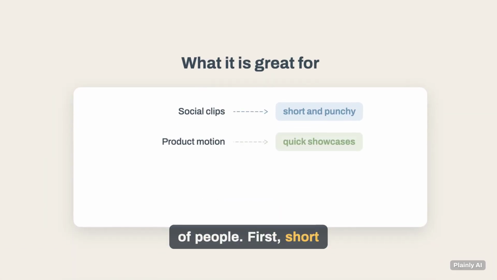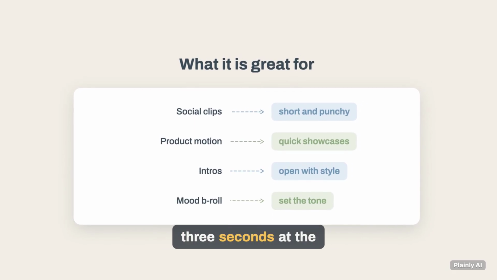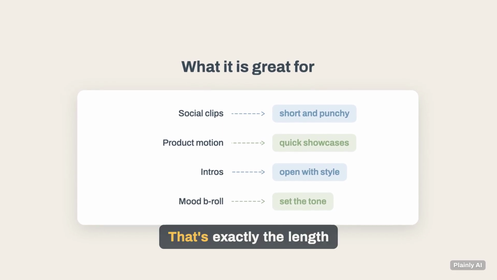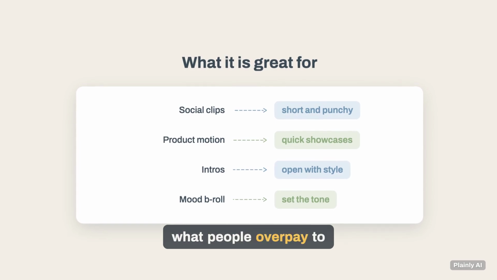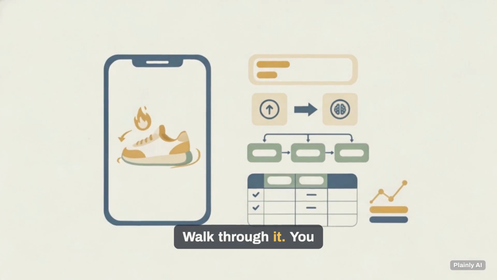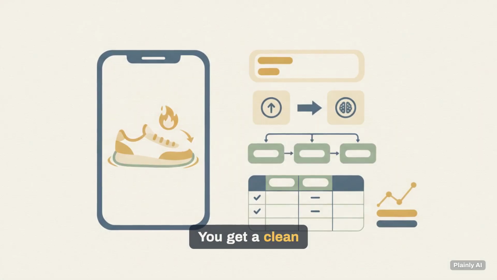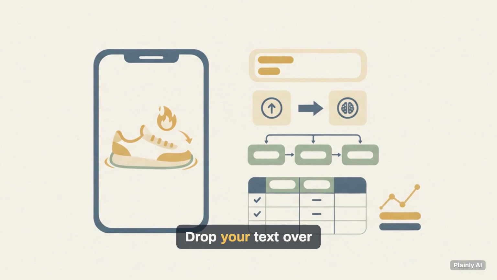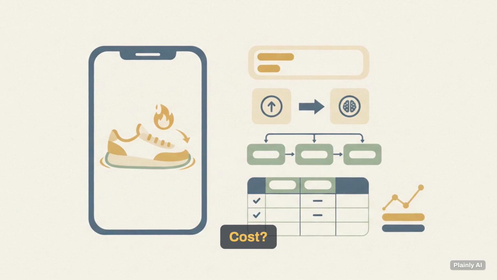First, short social clips. A reel, a short, a scroll stopping 3 seconds at the top of a post. That's exactly the length these free tools are best at and exactly what people overpay to make. Walk through it. You write spinning sneaker, dramatic studio light, slow rotation. You get a clean rotating product shot. Drop your text over it in any free editor. That's a post. Cost? Nothing.